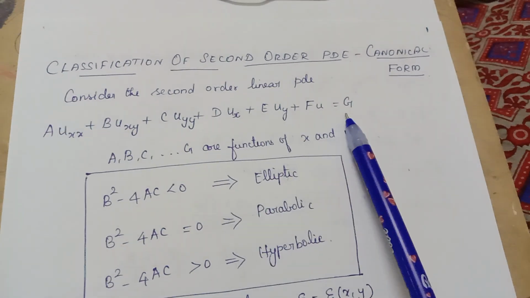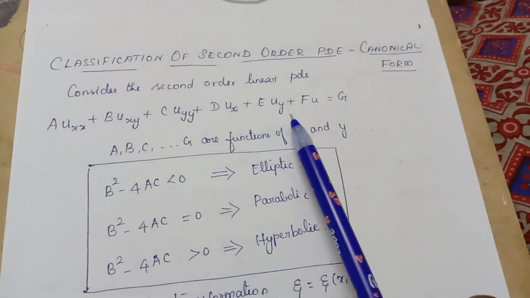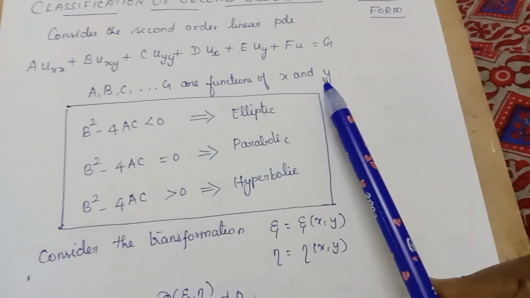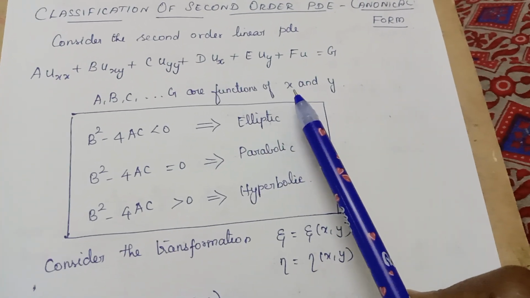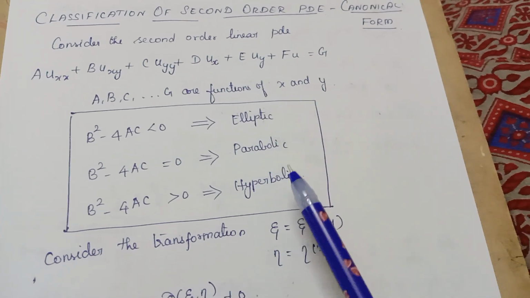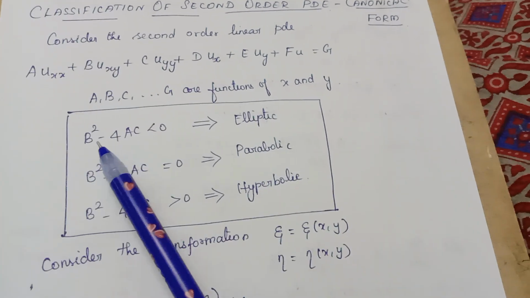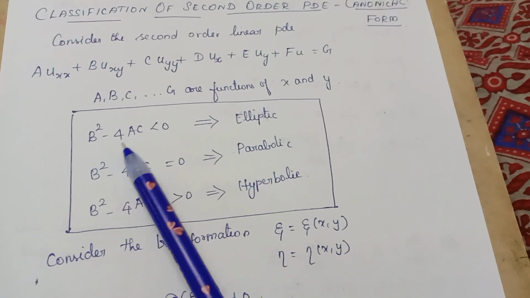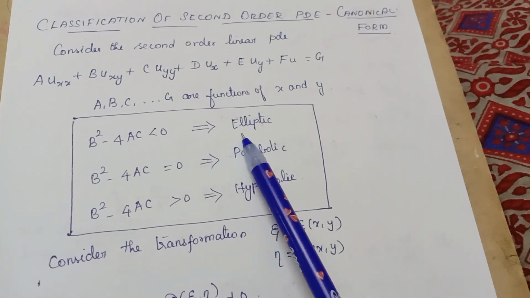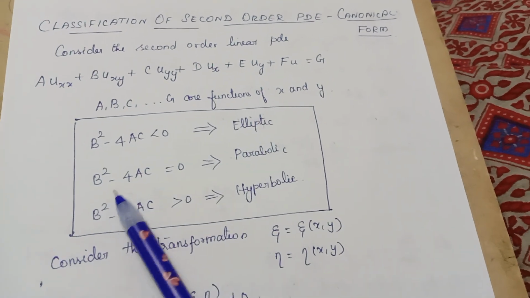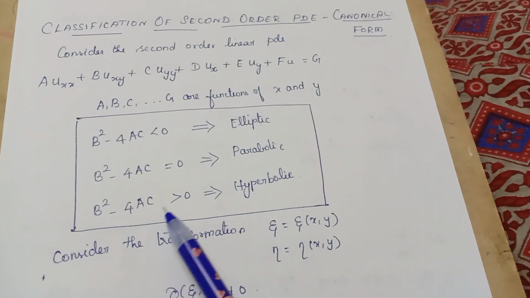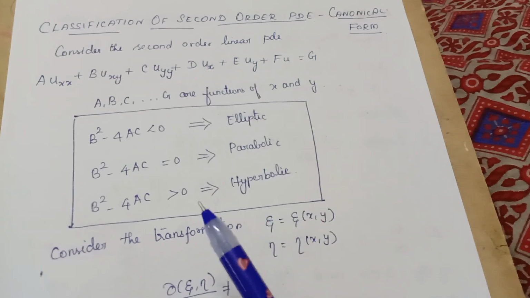So this is the given equation, and A, B, C, D, E, F, G are all coefficients and they are all functions of x and y. Depending on the nature of the coefficients, we classify the equations as elliptic, parabolic or hyperbolic. See, this value B square minus 4AC is there. If it is less than 0, the equation is said to be of elliptic type. If B square minus 4AC equal to 0, it is parabolic. If B square minus 4AC is greater than 0, it is a hyperbolic equation.